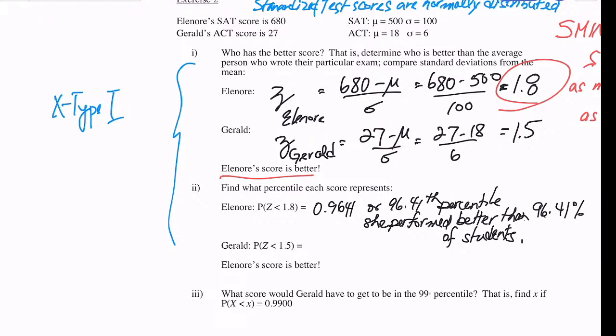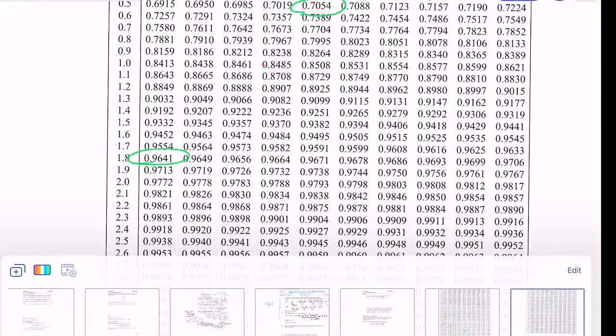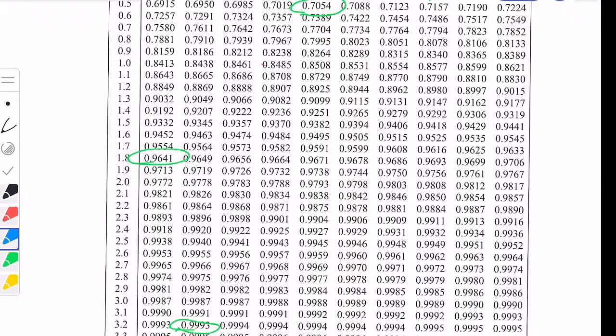And finally, what about Gerald? It's lower. His standard deviations from the mean is lower. It's closer to the mean. We can look at 1.5. And we see at 1.5, he performed better than 93.32% of students.